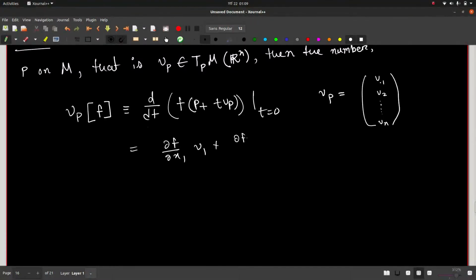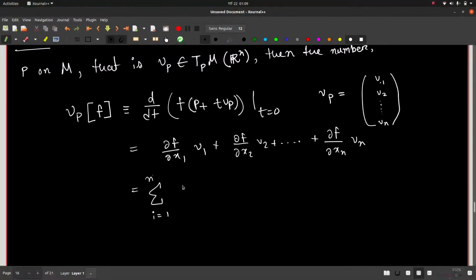So if I write it like this, ∂f/∂x_n v_n, then under a summation symbol I can write this thing in a very compact manner, that is v_i ∂f/∂x_i. Note that these v's are just components, that means there are some numbers, right? So what does this tell us? This tells us a very interesting thing.